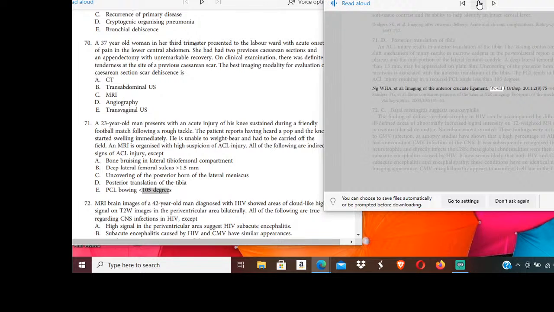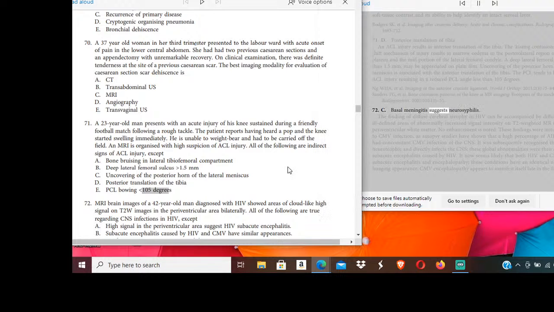Cruciate ligament. World J Orthop. 2011, 2, 875-84. Sanders TG, et al. Bone contusion patterns of the knee at MR imaging, footprint of the mechanism of injury. Radiographics. 2020. 72, C, basal meningitis suggests neurosyphilis.